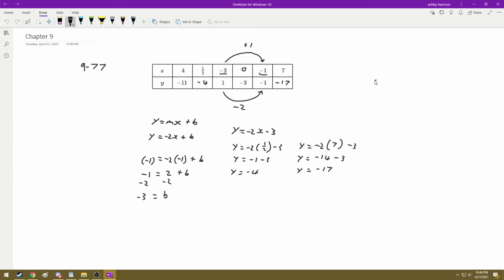To answer the questions, part A wants us to write the rule, which is going to be y equals negative 2x minus 3. It's what we were using to fill in the table. Part B wants us to find the slope, and that is that negative 2 in front of the x. And part C wants us to find the y-intercept, which is this minus 3.